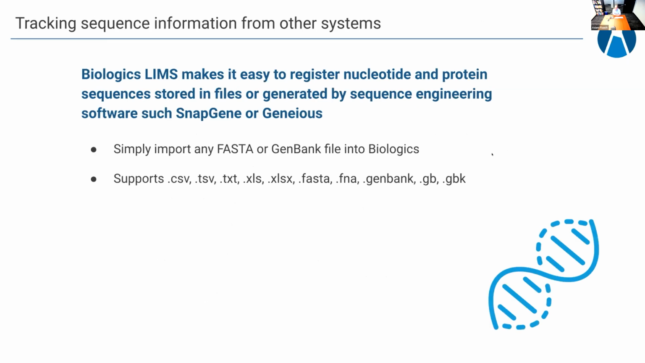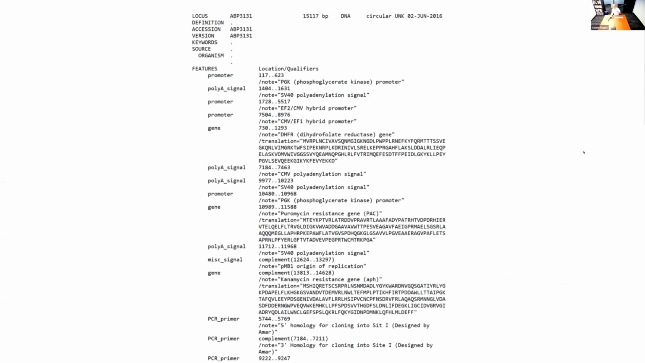Sequencing information is obviously very key to this type of R&D. Again, Biologics LIMS makes it easy to register nucleotide and protein sequences, whether they're coming from files or from sequence engineering software such as SnapGene, Geneious, etc. And this is really just a process of importing FASTA files or GenBank files through the Biologics UI. So that looks like this.